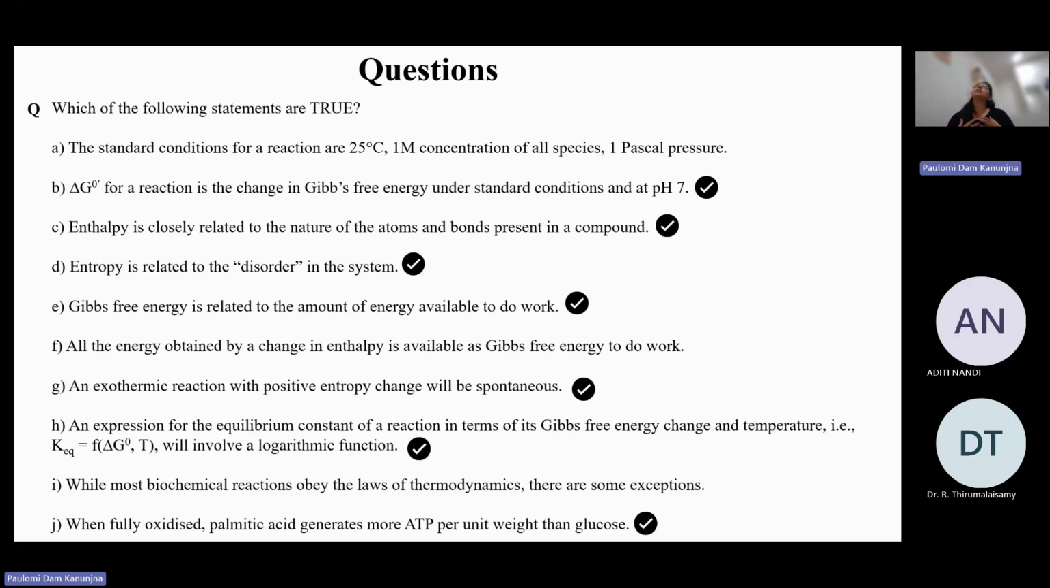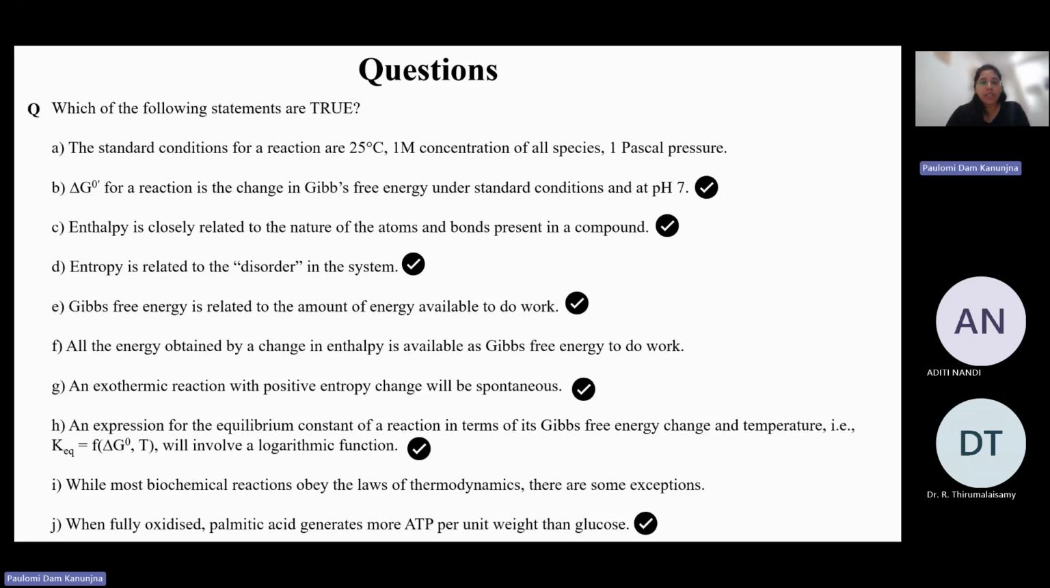That determines the amount of heat in that component. So enthalpy is related to the nature of the atoms and the bonds, right? D, I think you said correct, both of you, which is correct. Entropy is related to the disorder. We have done this enough times. E, again, both of you said correct.